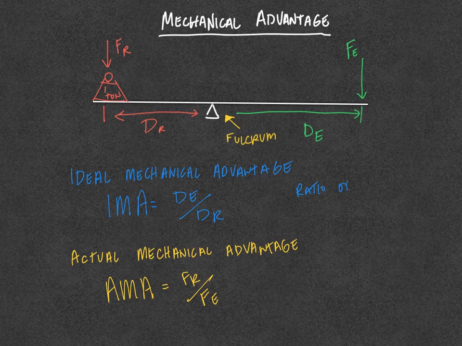Now, the thing to notice here is that the ideal mechanical advantage is just a ratio of distances, while the actual mechanical advantage is a ratio of forces. And this is key.